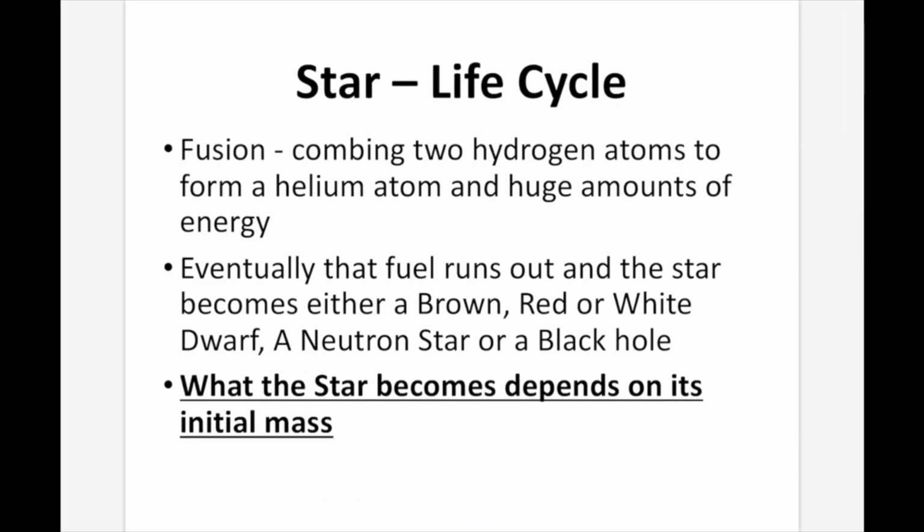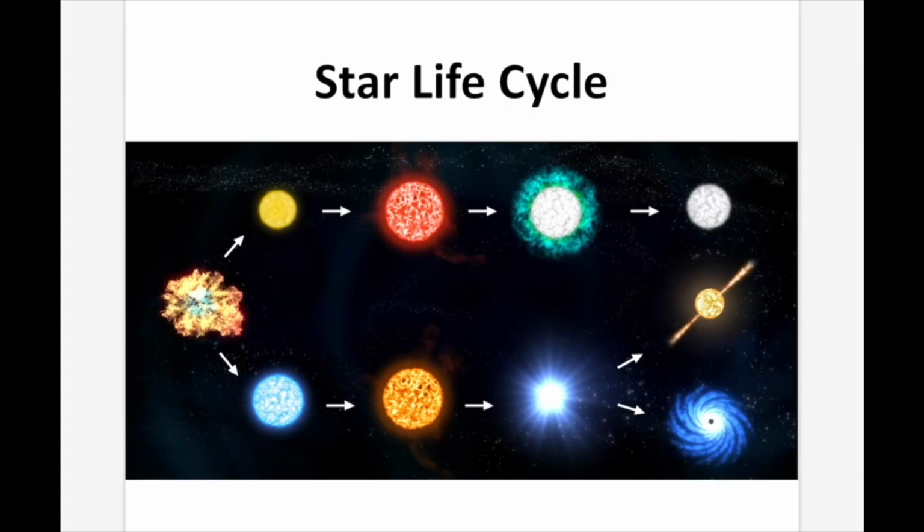Star life cycle. Fusion: combining 2 hydrogen atoms to form a helium atom and a huge amount of energy. Basically, it's hydrogen plus hydrogen gives you helium and a lot of energy. Eventually, that fuel runs out, and the star becomes either a brown, red, or white dwarf, a neutron star, or a black hole. What the star becomes depends on its initial mass. So how many of those hydrogens were there initially, that's the initial mass. Now, this star life cycle diagram we're going to come back to over and over again in this lesson.